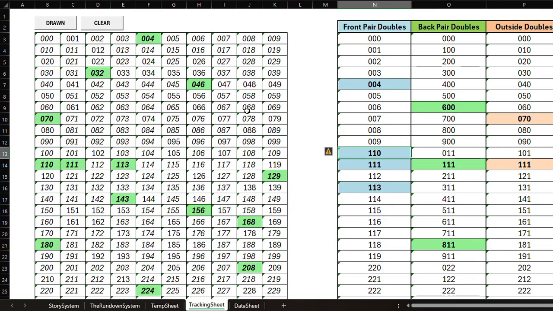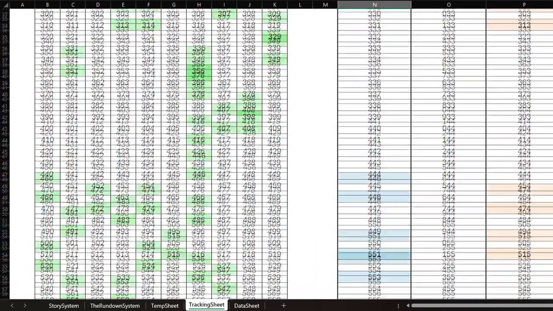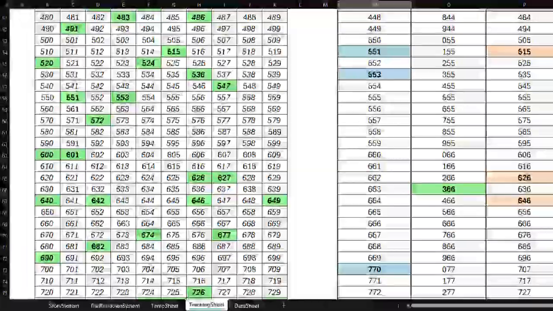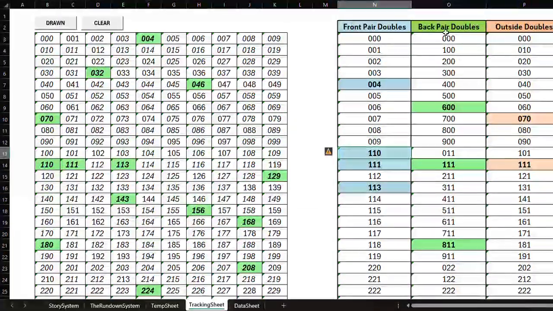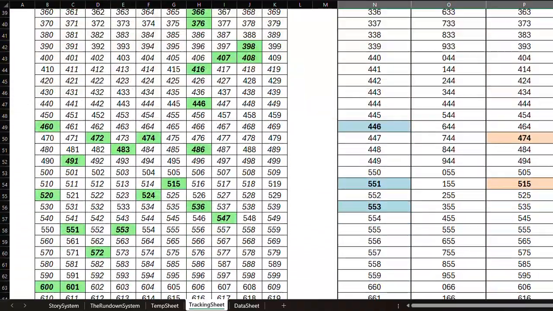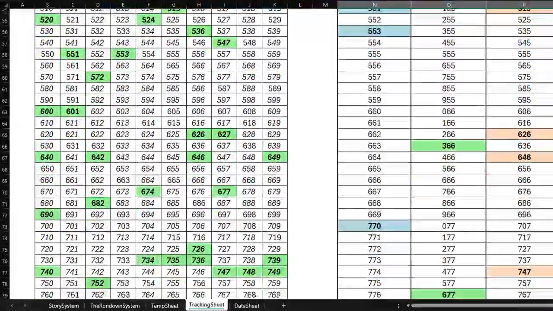And then here's your trackers. This is where you track all your numbers. It automatically selects for you every time you update your data sheet. And it gives you the update on the right side: the front pair, back pair, outside pair. The ones that are a triple number, which already came up this year in Arizona, right?